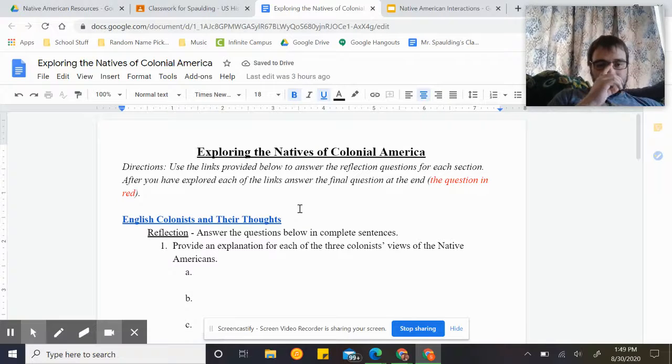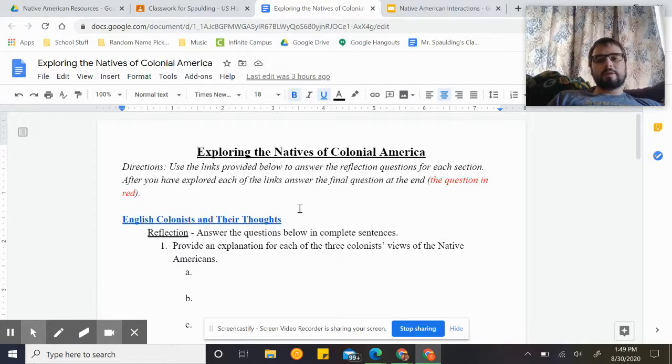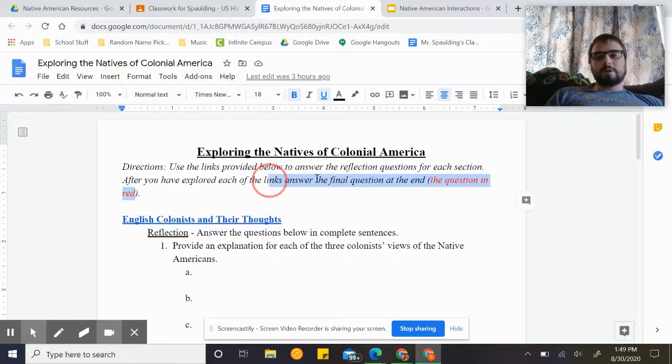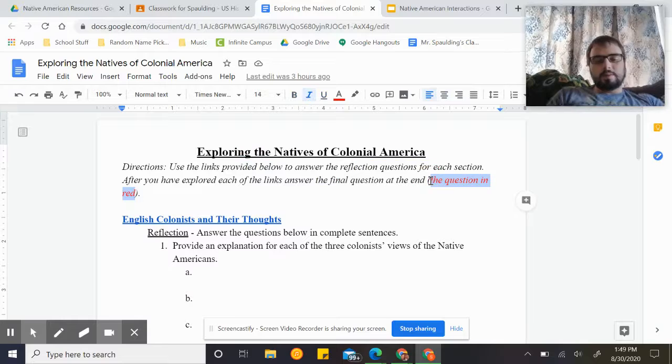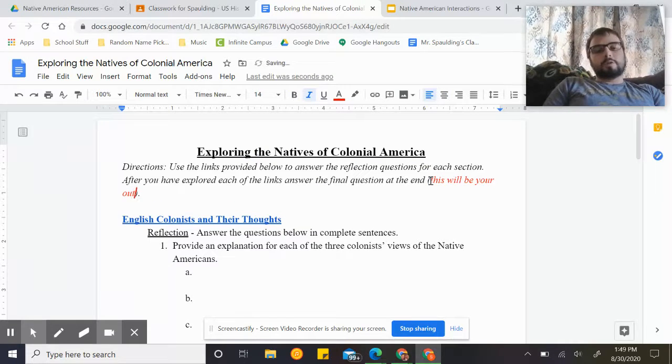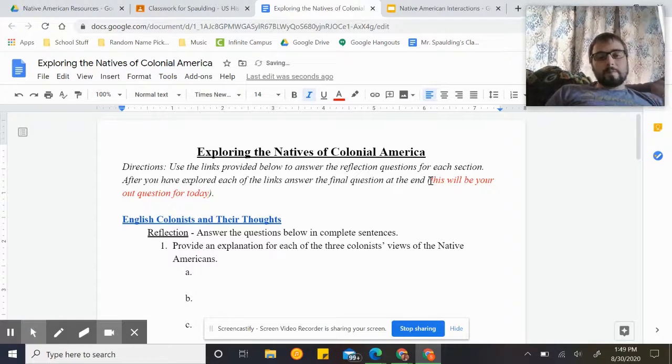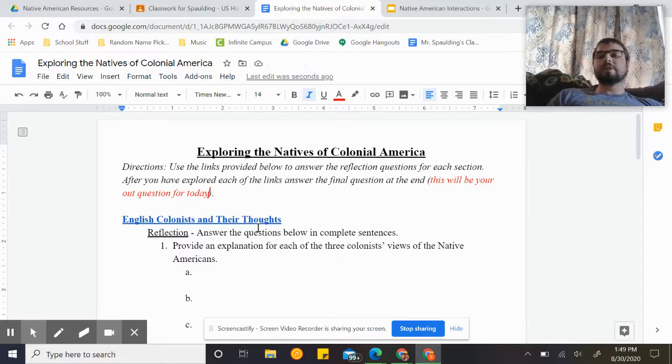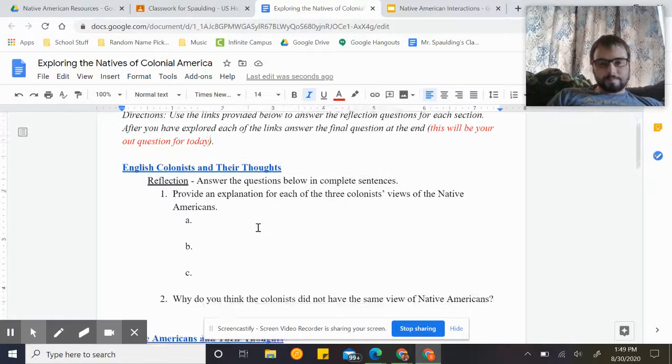Your directions: use the links provided below to answer the reflection questions for each section. After you've explored each of the links, answer the final question at the end. Actually, this will be your out question for today. You can go ahead and do that in your out section of your notebook, and it'll be in the Google Slides for you guys.